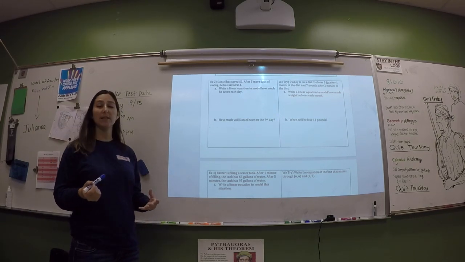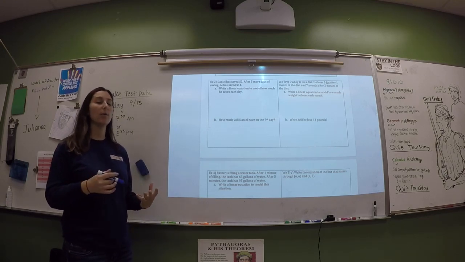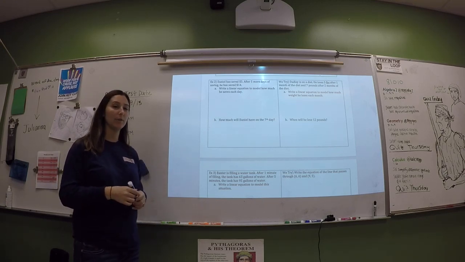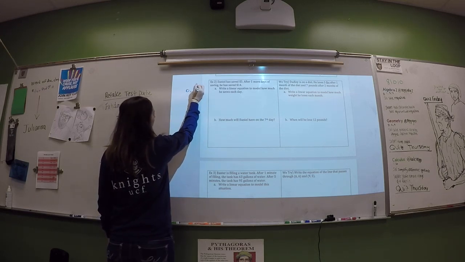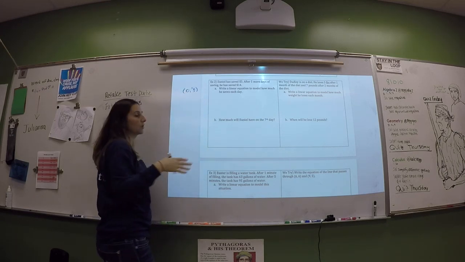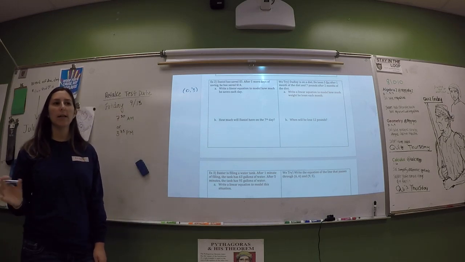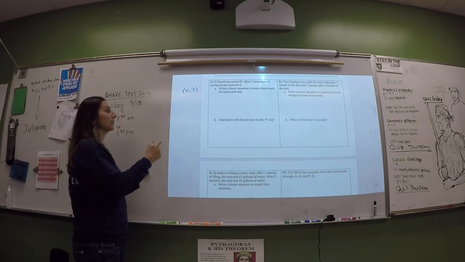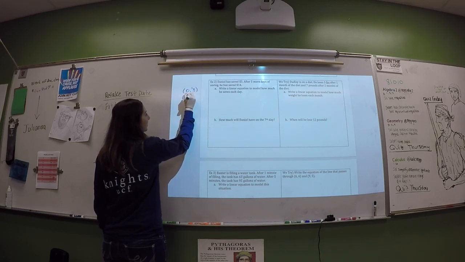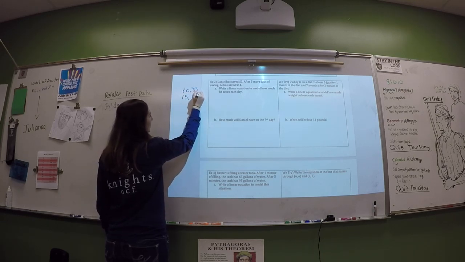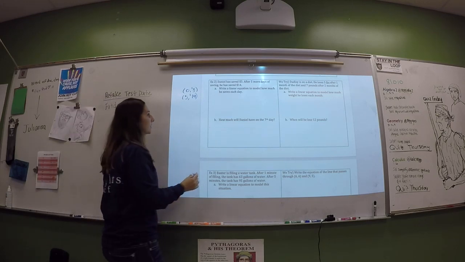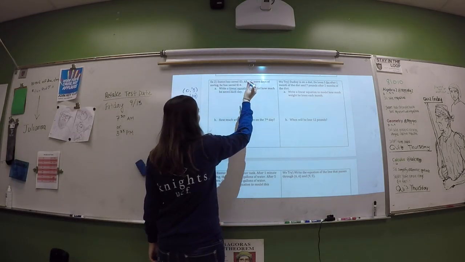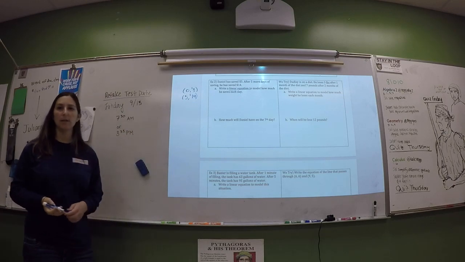So if we were to consider those as points on a graph, after 0 days, he has $3, right? He already has $3. After 5 days, he has $14. So we're going to assume that this is a linear equation and write a linear equation model for it.